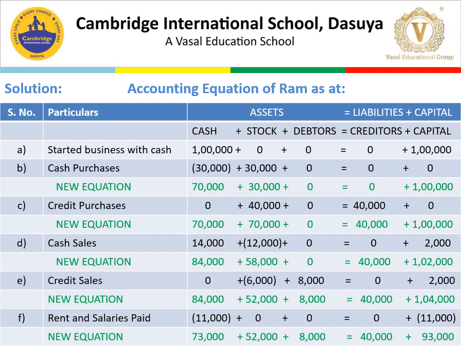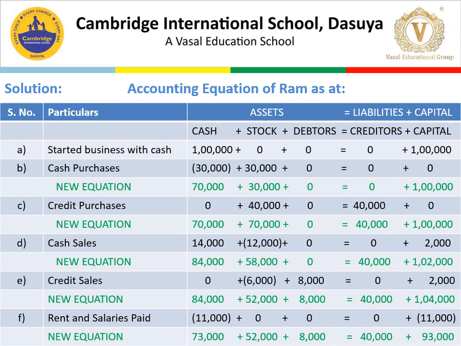And the increase in the profit of the business is ultimately added to the capital account because profit belongs to the owner. So the new equation would be cash 84,000, stock 58,000, creditors as it is 40,000, and the capital would be 1,02,000. Now the next is credit sales.